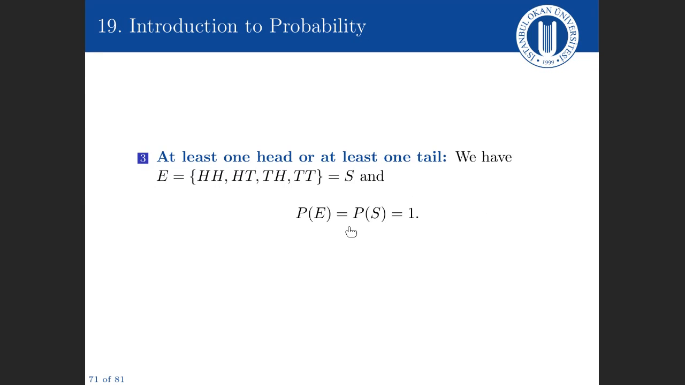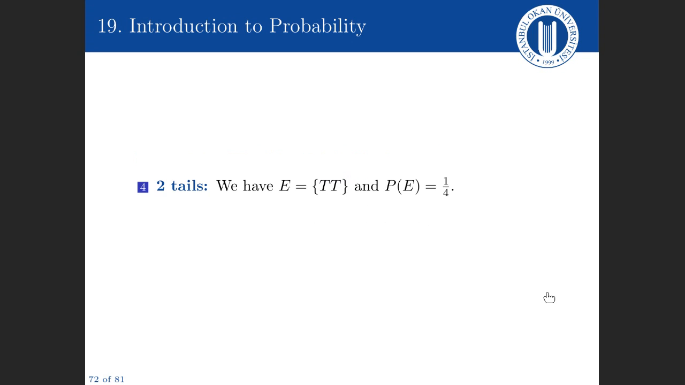How can we get at least one head or at least one tail? Head head has at least one head. Head tail has at least one head. Tail head has at least one head. Tail tail has at least one tail. In fact, we have all of S, and the probability of all of S is equal to 1. We are certain to get at least one head or at least one tail.